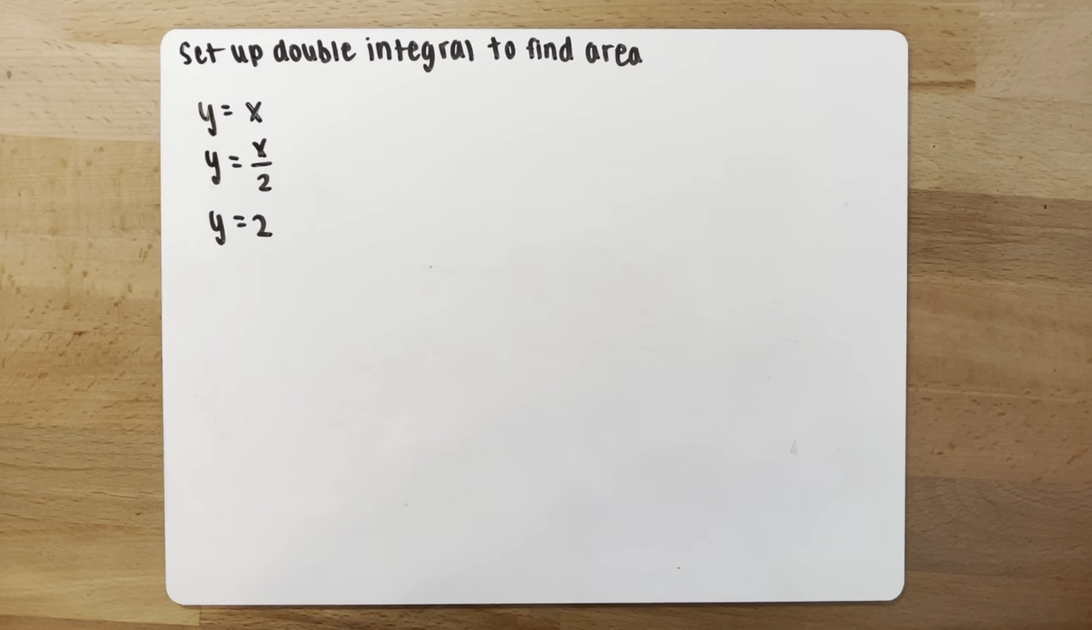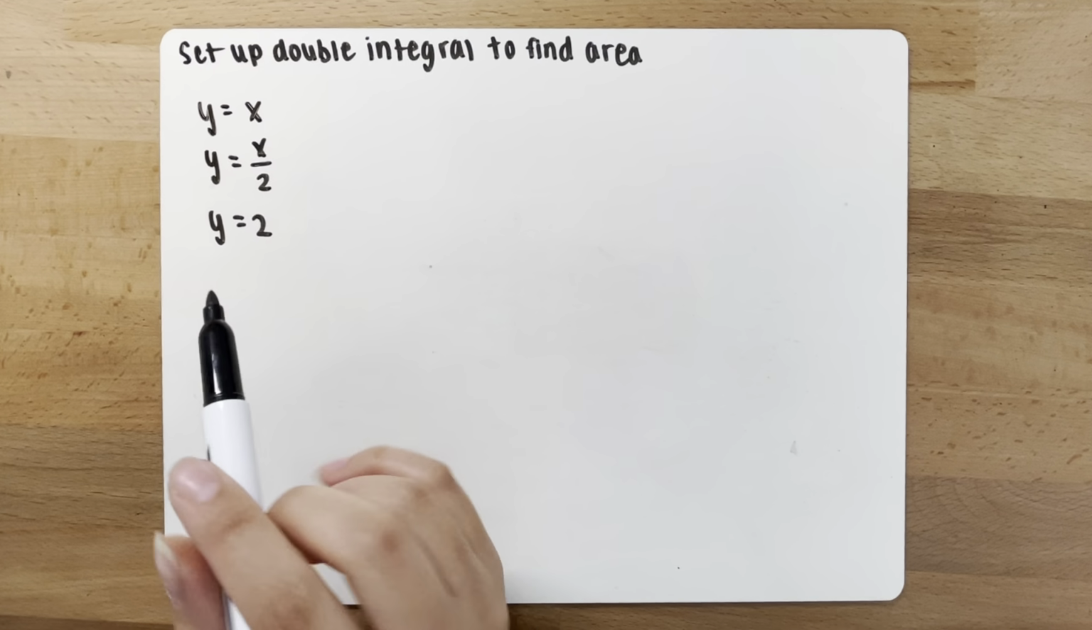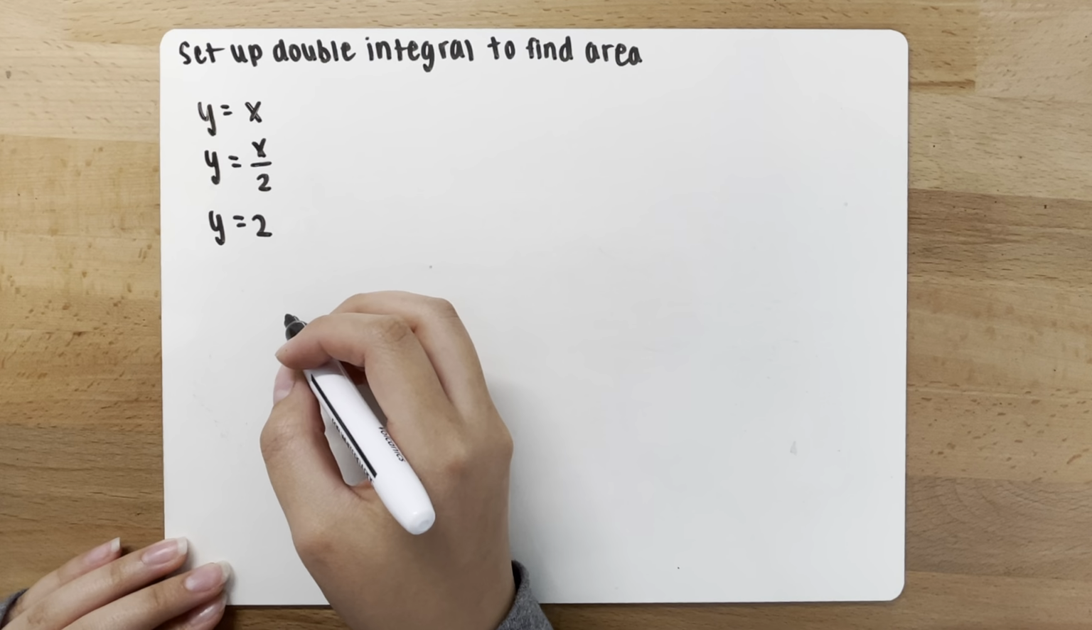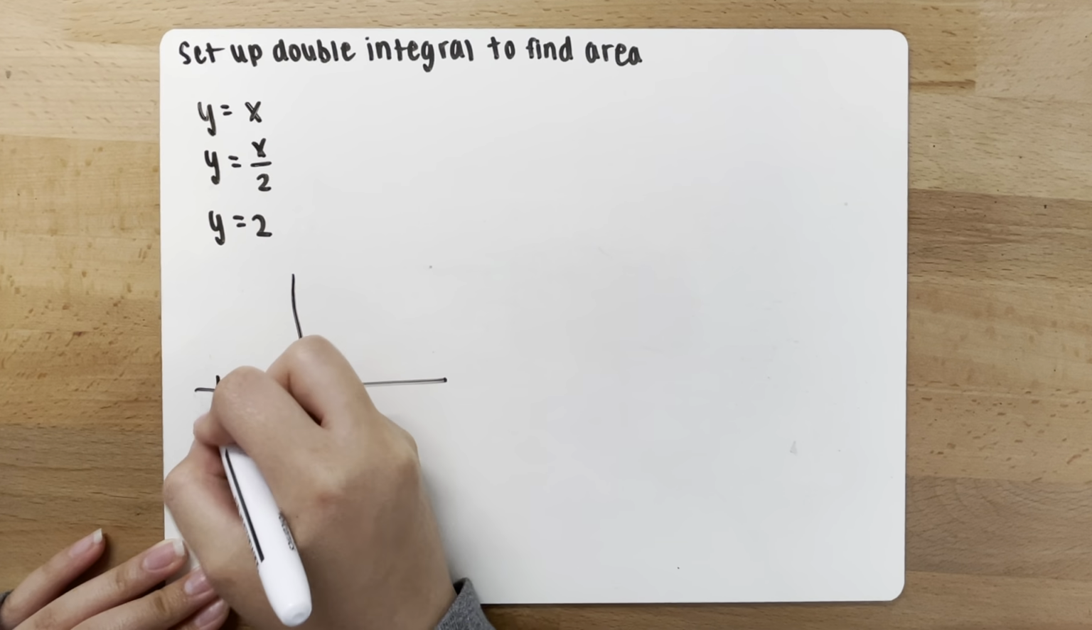Set up a double integral to find area. In this problem, we have y equals x over 2, and y equals 2. Okay, first step is to graph.